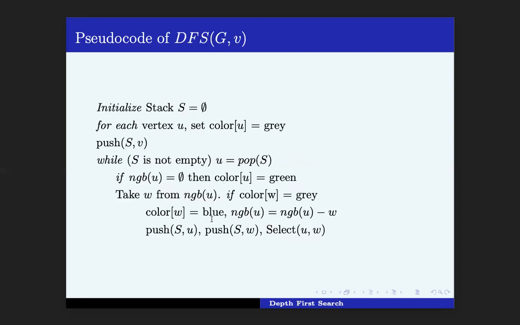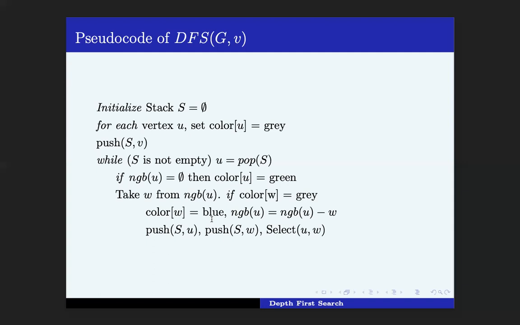So you have three colors. Gray meaning that vertex has not been even reached once. Blue means the vertex has been reached, but it is not yet done. It is not yet complete. It is complete, and some operation is being done on that. But green means that the vertex has been done. So this is the pseudocode of the DFS.